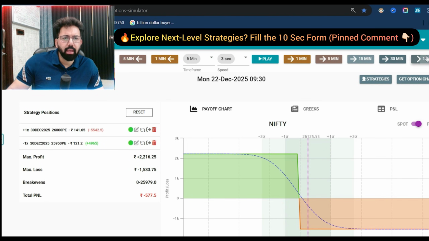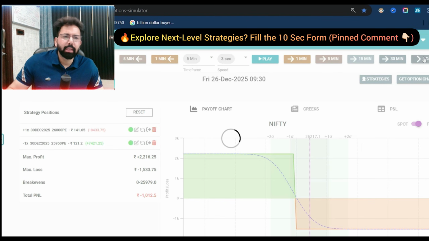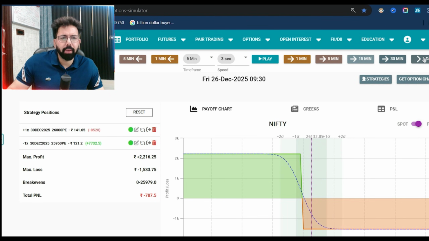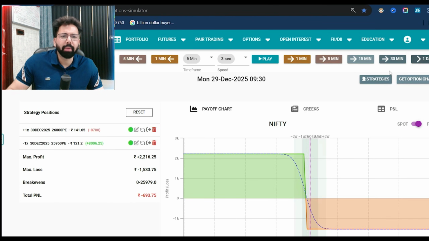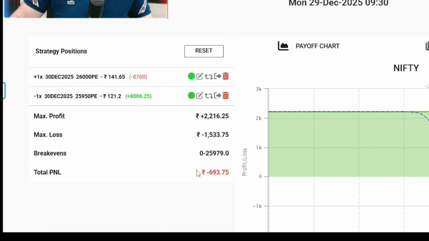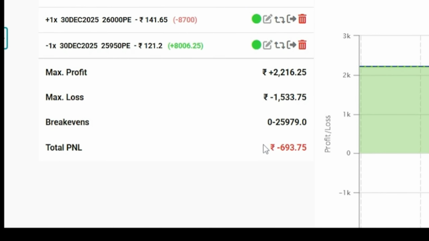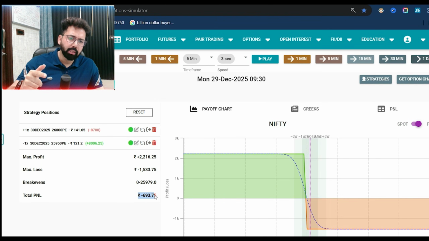Monday has come now, and suppose we do not do this adjustment and we hold on to the trade, and the trade is going bullish or bearish, etc. Now Monday has come. Same time, 9:30. One week has gone. And what do we see here is that if we do not do this adjustment, the trade is in negative.